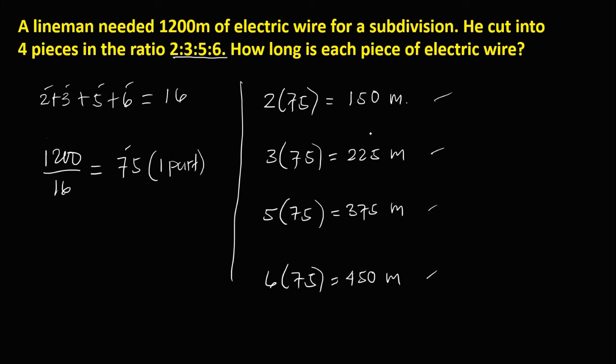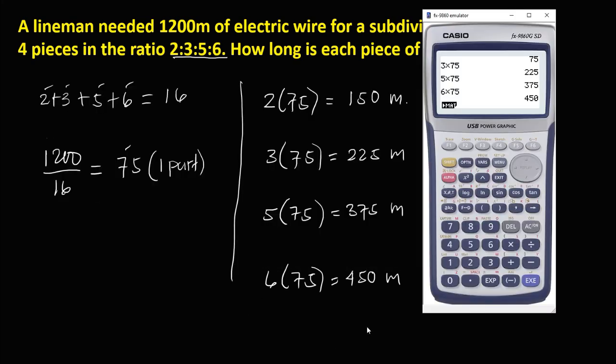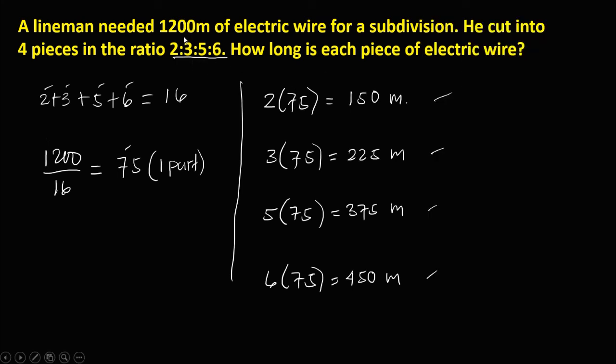So if we're going to add all these wires, 150 plus 225 plus 375 plus 450, the answer is 1,200 meters. And that's the length of the wires.